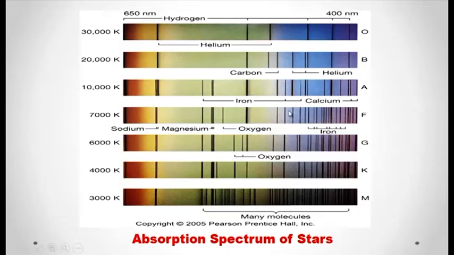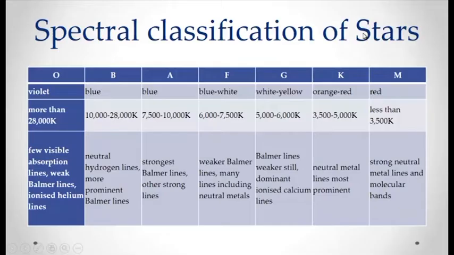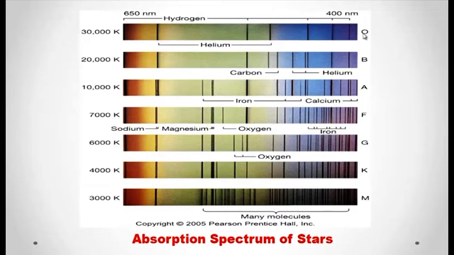Coming to the actual spectrum of the stars, which I have explained earlier, is given in the spectral form itself. This is the O class star. O class star is the hottest star. In that hottest star, you could see some visible part and hydrogen. This is helium part, hydrogen absorption lines. Then B class star, A class star, F class.